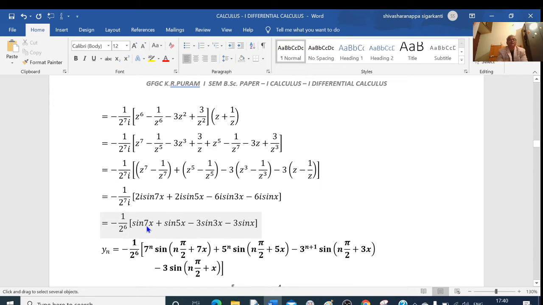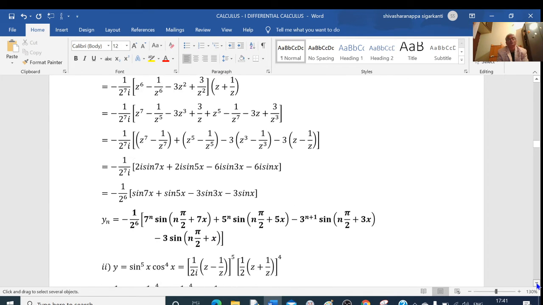The nth derivative of sin 7x is 7 to the power of n sin(n pi by 2 plus 7x), plus the nth derivative of sin 5x, which is 5 to the power of n sin(n pi by 2 plus 5x), minus 3 into the nth derivative of sin 3x, which is 3 to the power of n into sin(n pi by 2 plus 3x). This 3 into 3 raised to n becomes 3 to the power of n plus 1. Minus 3 into the nth derivative of sin x, which is sin(n pi by 2 plus x). So this is our nth derivative.